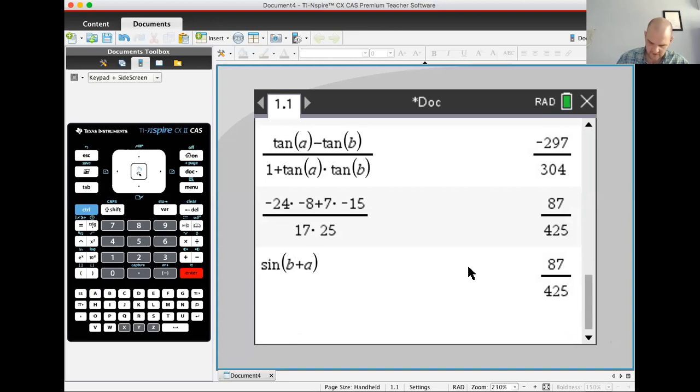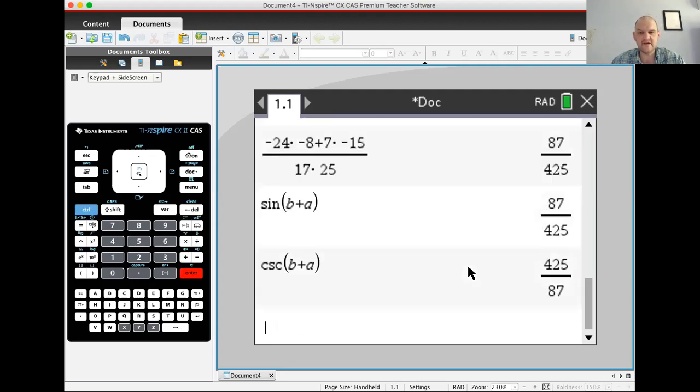Which means that the cosecant is 425 over 87. So you know the formulas that you need. You don't have to come up with more formulas. You just have to figure out how they are related to what we want, right? So if I do cosecant of B plus A, you get 425 over 87, which is what we were expecting.